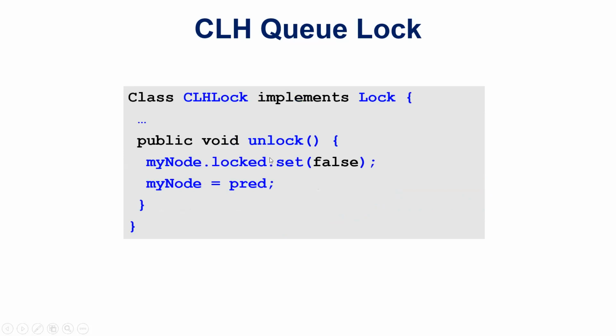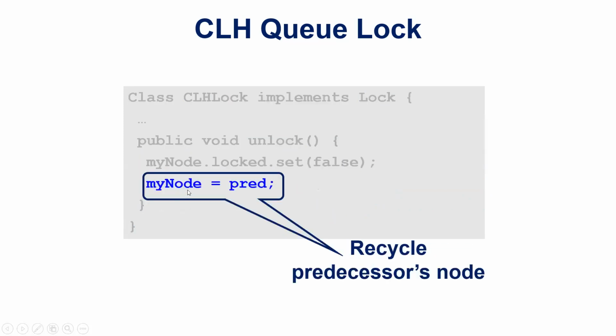Next, when it comes to the unlock, it is simple. Here, this particular thread, myNode.locked.set, we are updating it to false. And here we are using this particular field in order to recycle that particular node.